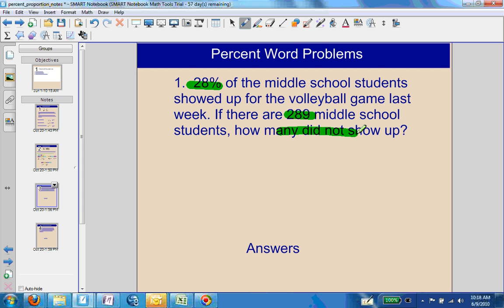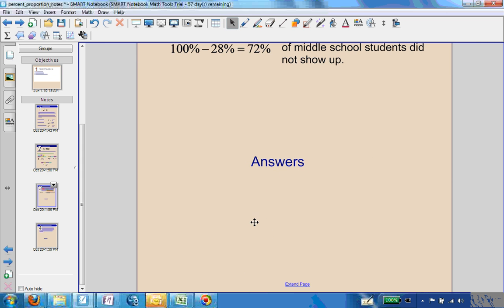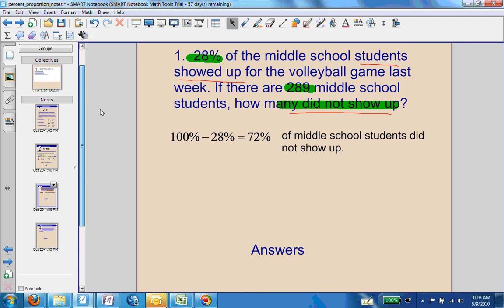This is going to be our "is," but this one's a little bit tricky because in this one, the 28% represents the students that did show up. We want a percent that represents the students that did not show up. So we're actually going to subtract 28 from 100. So only 72% of middle school students did not show up.